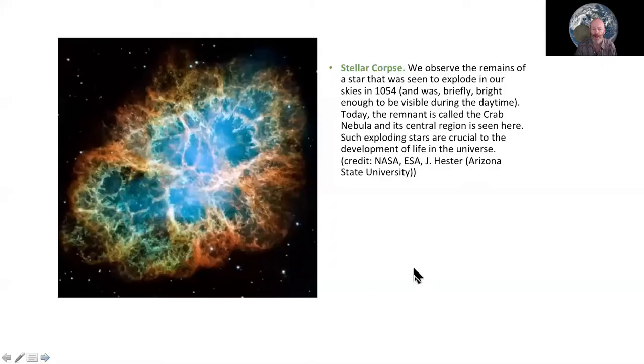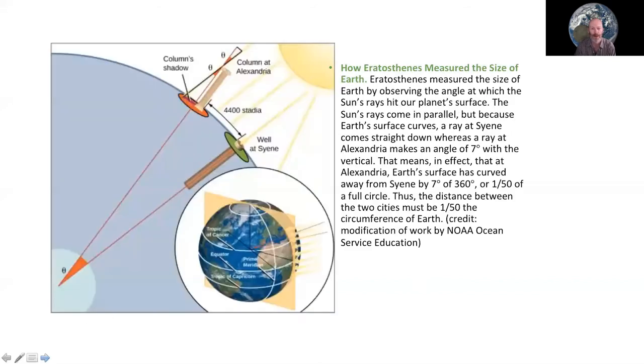every now and then. There are lots of weird things out in space. This is a sort of a graveyard of a star. This is what happens when a star explodes. This is the Crab Nebula.